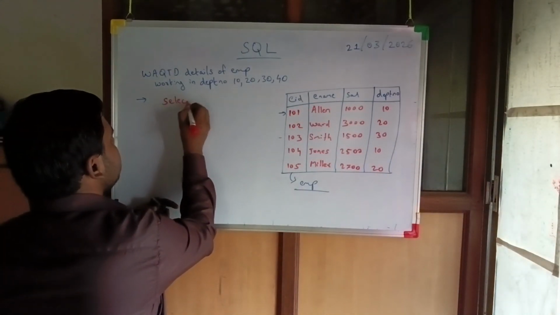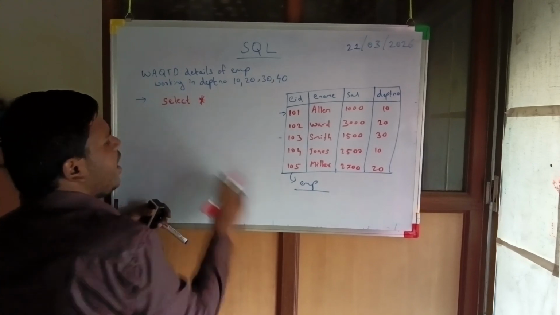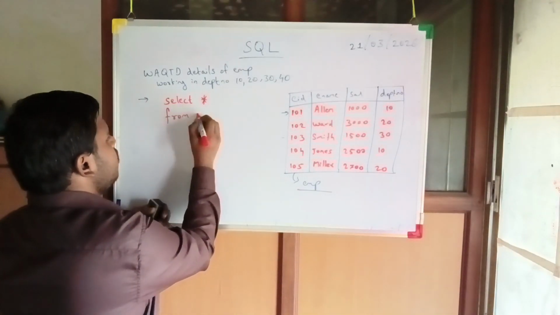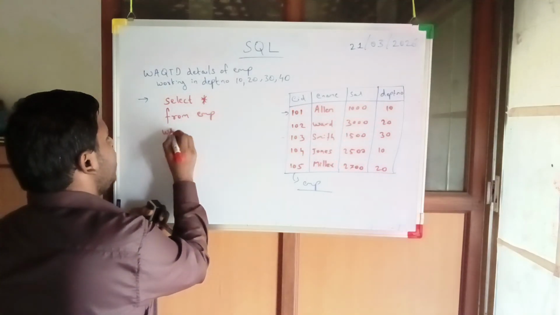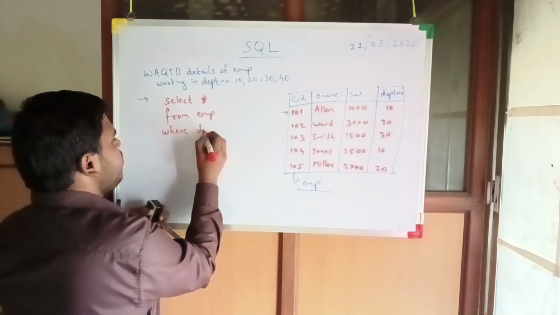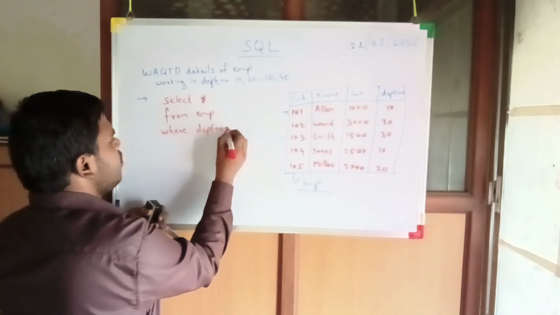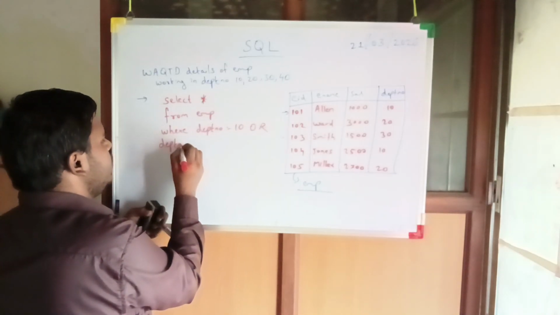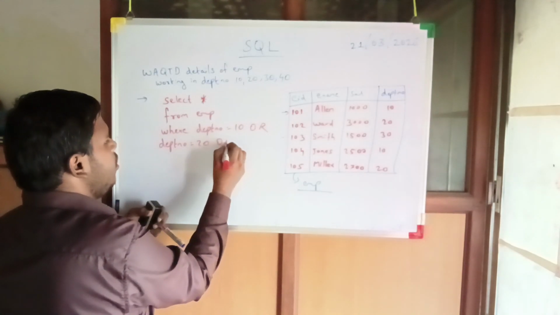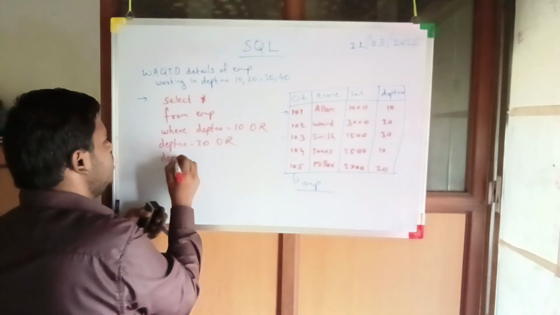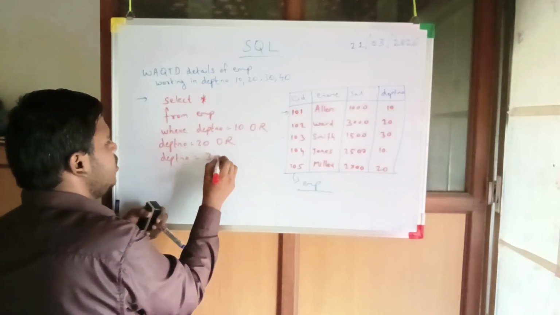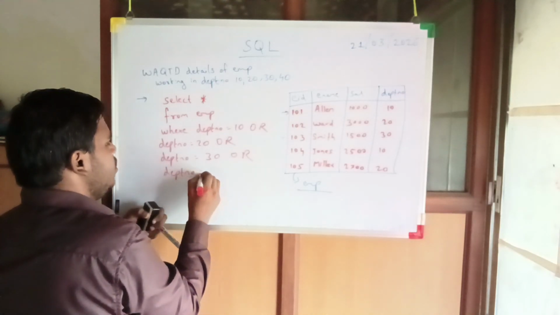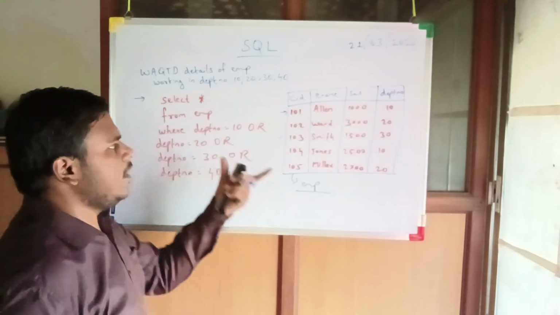So what will I write? Select asterisk, and from which table? EMP table. So from EMP, where department number equal to 10 or department number equal to 20 or department number equal to 30 or department number equal to 40. This is how we will write the query.